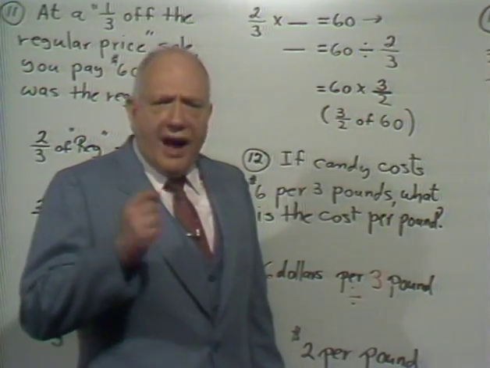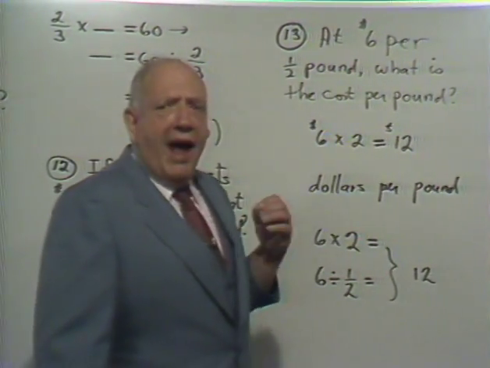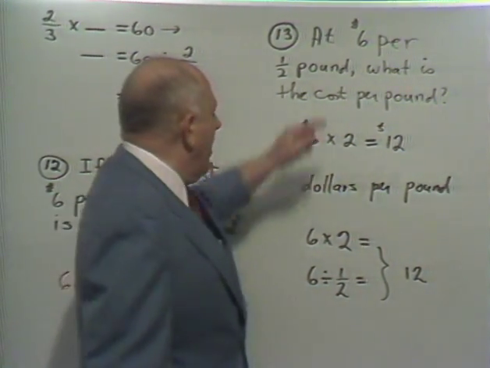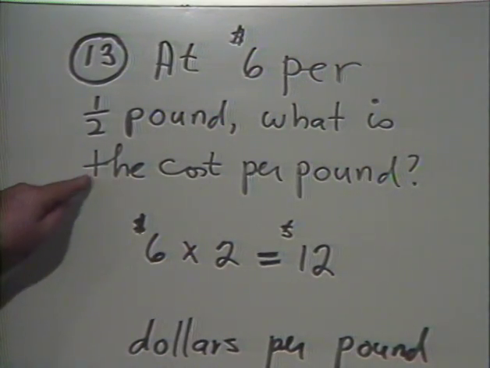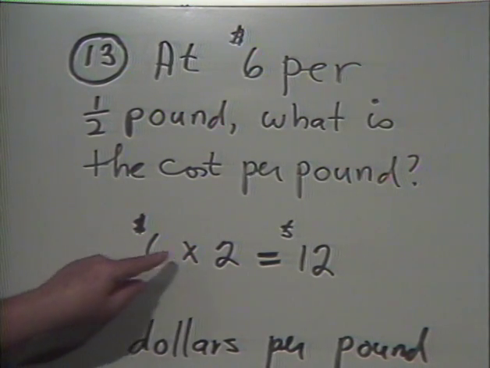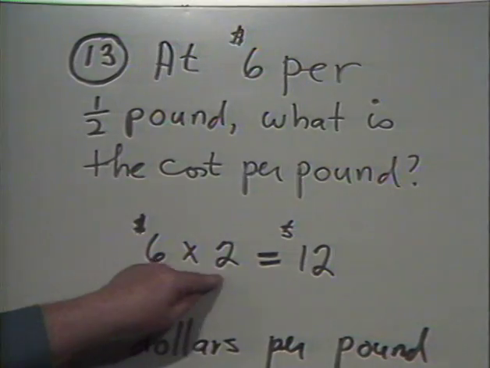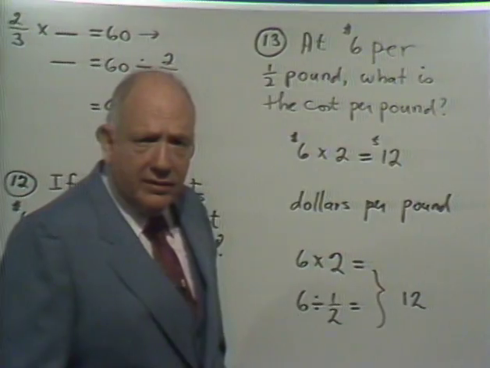Now let's work with a fractional number of pounds. Suppose now it's $6 for a half a pound instead of for a whole pound. See, it's $6 per half pound. What is the cost per pound? Well, since each half pound costs $6 and there are 2 half pounds to a pound, I'm going to pay $6 twice, or $12. Isn't that correct?